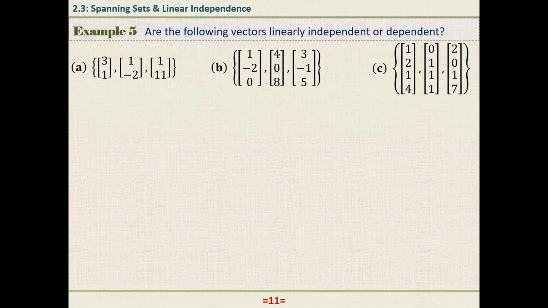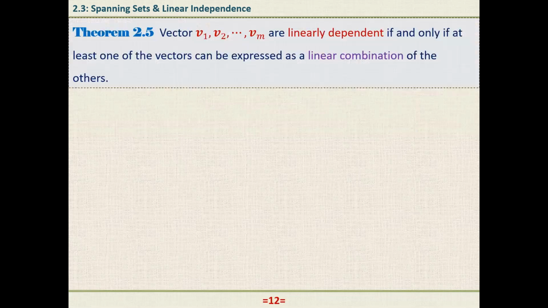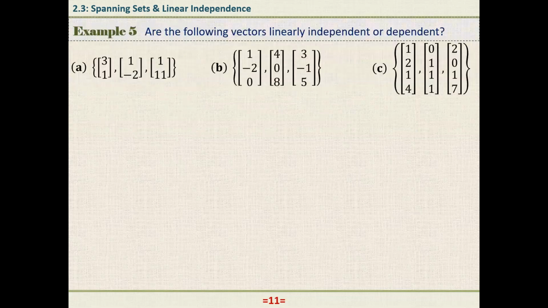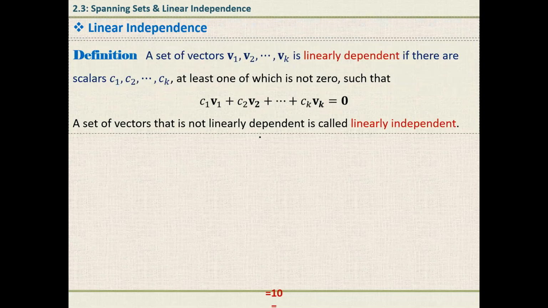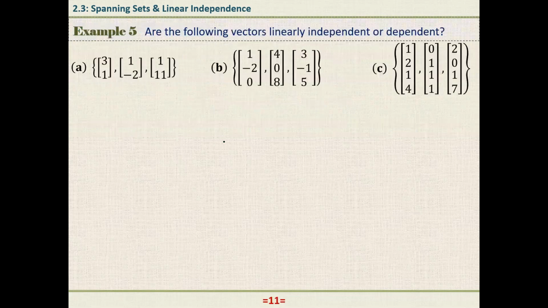Now this theorem gives us a better picture of this. Vectors v1, v2, ..., vm are linearly dependent if and only if at least one of the vectors can be expressed as a linear combination of the others. So dependent means that, for example, at least one vector, let's say v1, I can express as a linear combination of the others. That means that this vector is dependent on the others. It's not an independent vector. So we will see them in examples.